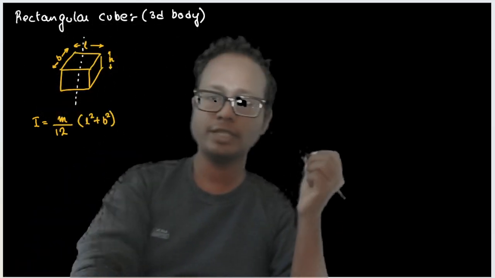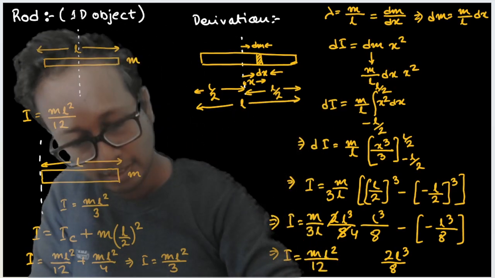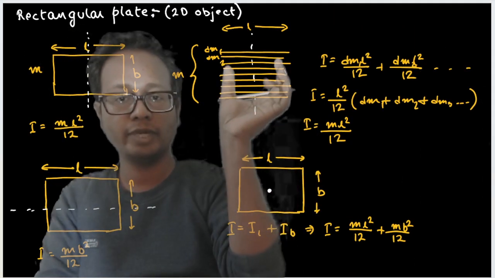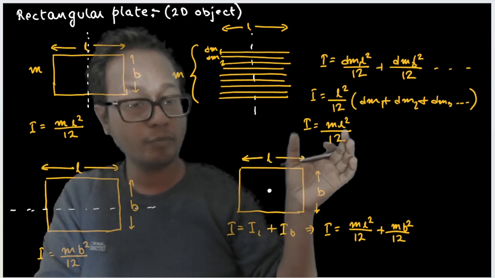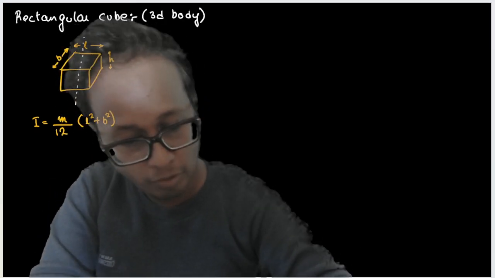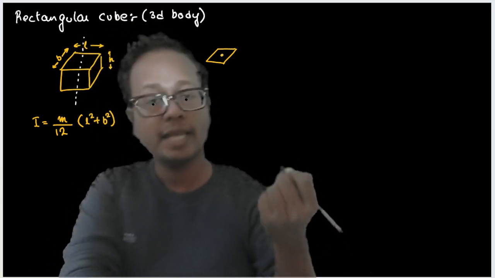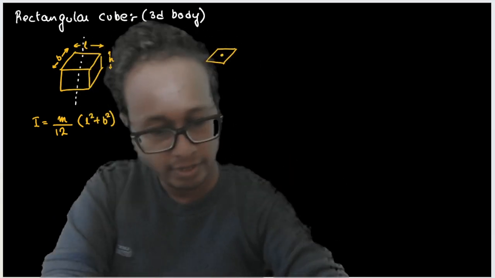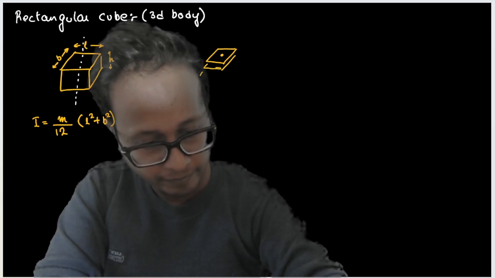How did you get this one? The same way I got this rectangular plate. I stacked lots of rods along the axis and got the moment of inertia of a rectangular plate. Similarly, if I stack a lot of rectangular plates on top of each other, the moment of inertia of this rectangular plate is ml square by 12 plus mb square by 12. Then I stacked lots of plates.